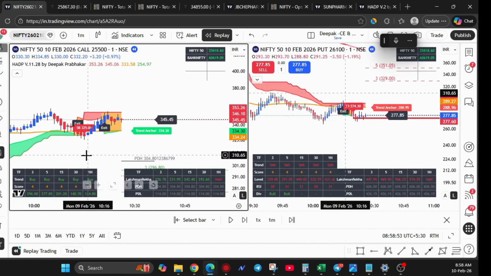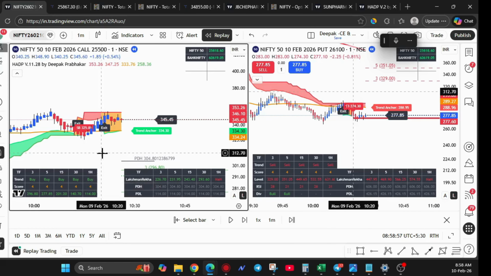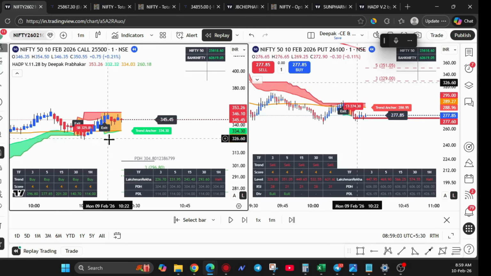it printed a sell. It did not break its low. It printed an exit. Now exit will print irrespective of whether the buy gets active or sell gets active or not, because exit is actually the trend end. That is what it means.